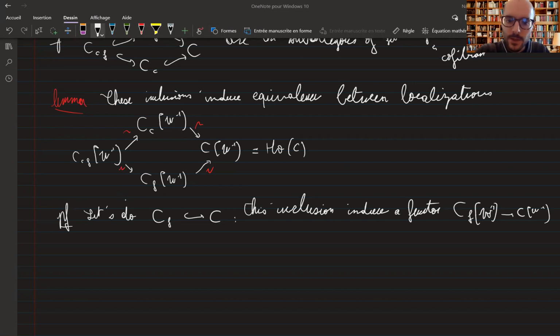Okay, before I go on, there is a question in the chat. Are C_F and C model categories? No, not necessarily.